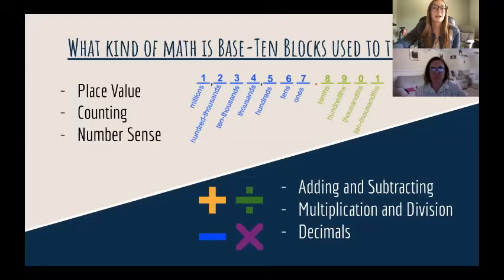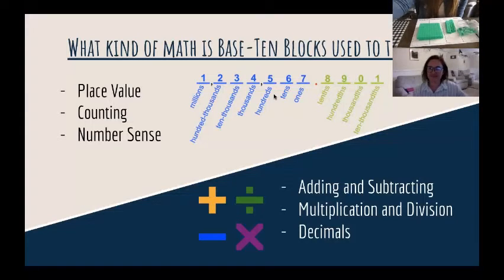So what kind of math are base 10 blocks used to teach? They teach place value, counting, number sense, adding, subtracting, multiplication and division, and decimals. As we can see in this first visual, this definitely shows the place value. Also, as you can see on our chart down here, we have the hundreds, the tens, and the ones.